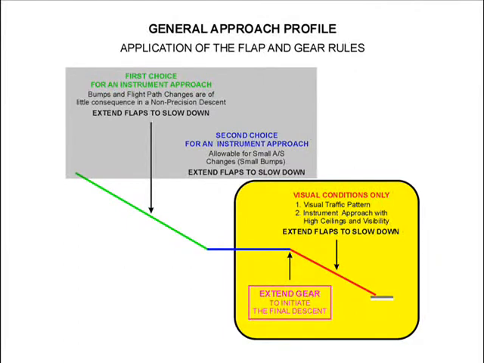The flap and gear rules were applied to both instrument and visual profiles. The instrument procedures were covered in the Instrument Approaches, Props and Jets YouTube video. This video applies the visual rules, where after the final descent is initiated with gear extension, flaps are extended to slow down during the final descent.